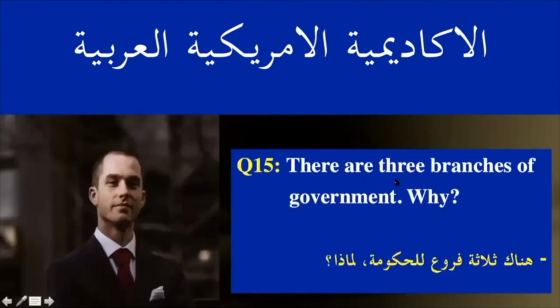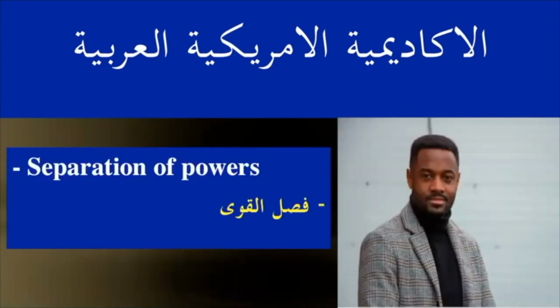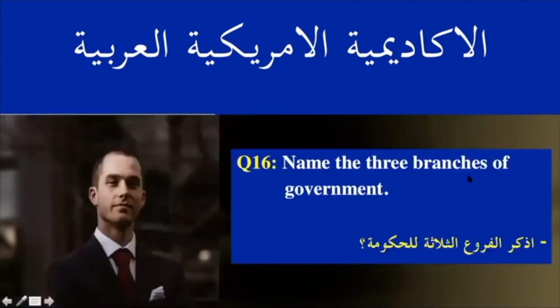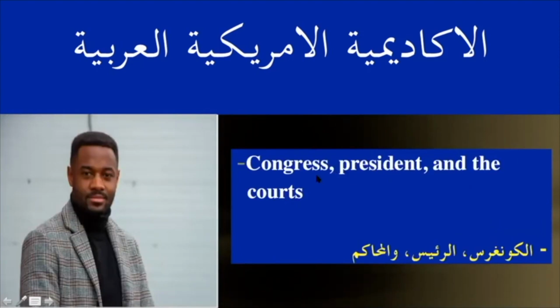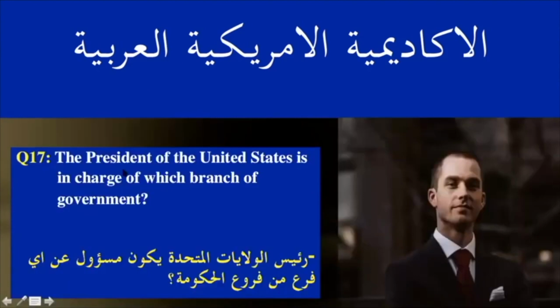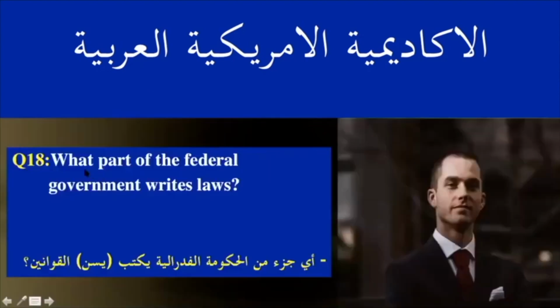There are three branches of government. Why? Separation of powers. Name the three branches of government. Congress, President, and the courts. The President of the United States is in charge of which branch of government? Executive branch.